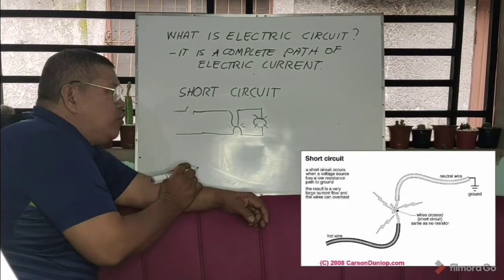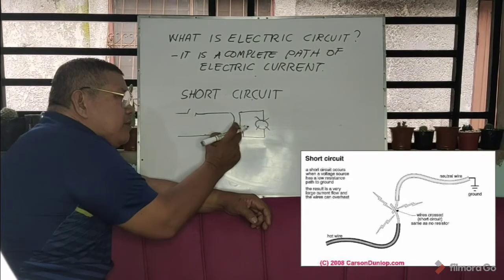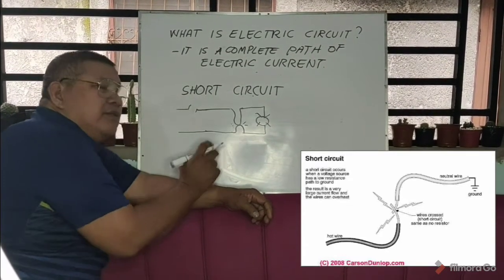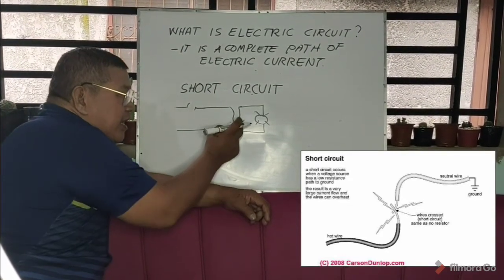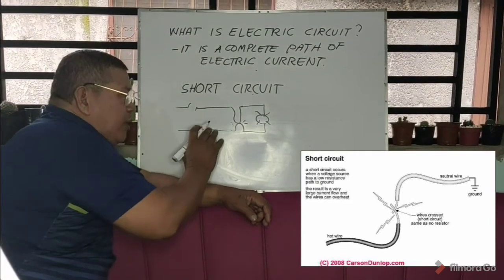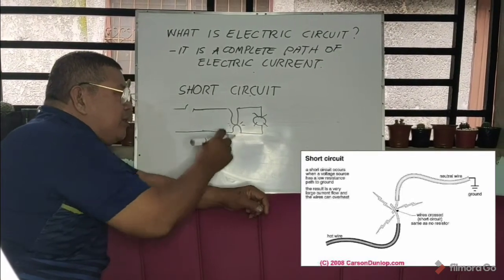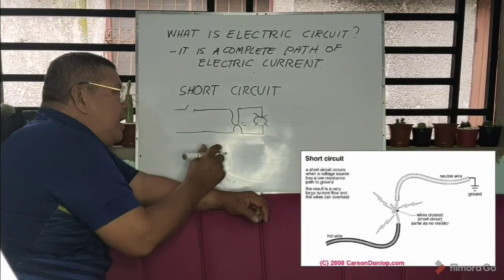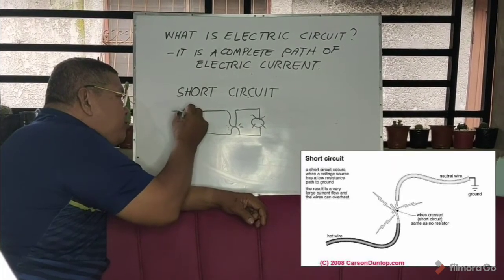So what you will do? Try to locate the short circuit connection here. It is connected. Then what you will do, you separate it, you take the two wires, and then replace the busted fuse.